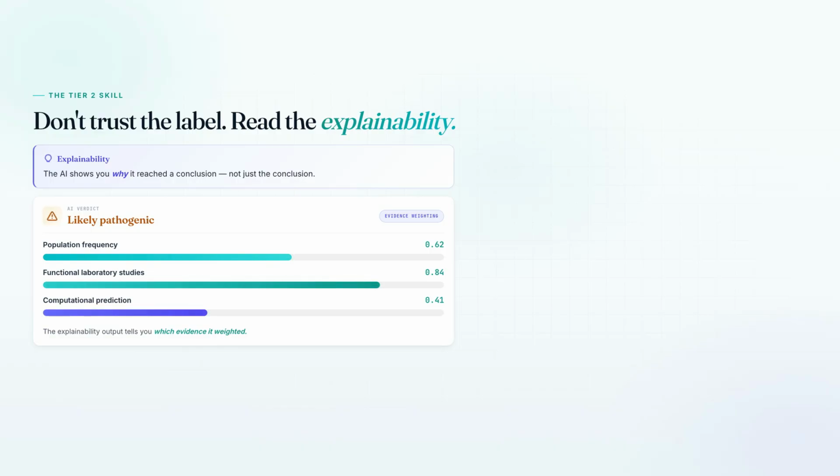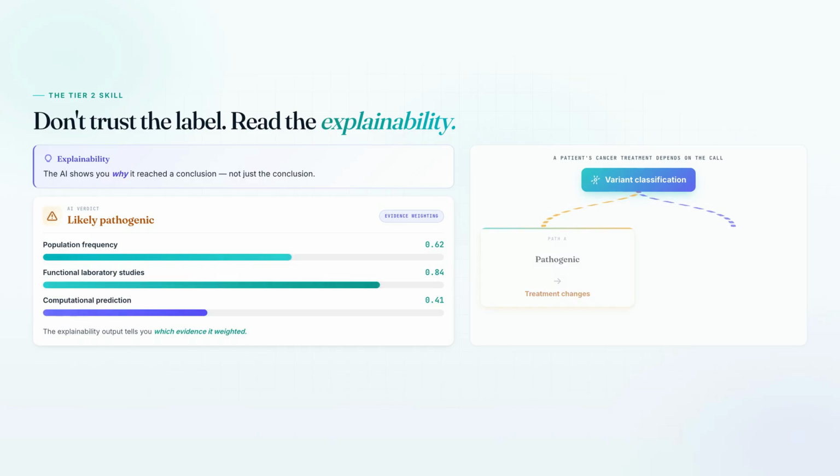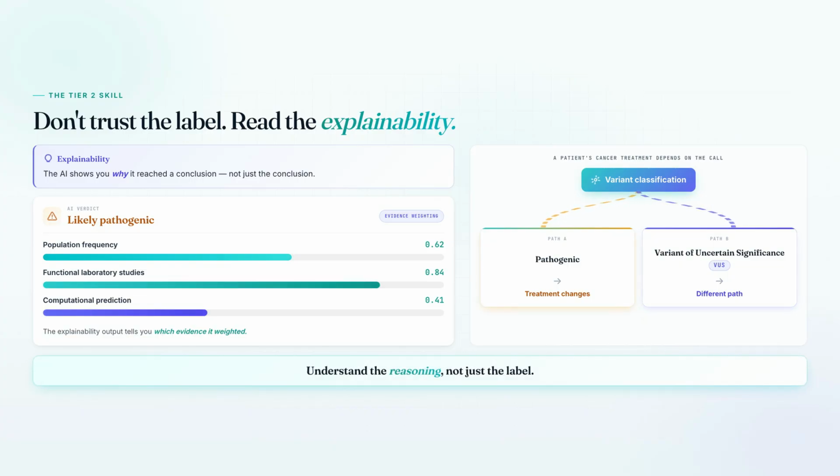And that matters because you'll be making treatment decisions based on these interpretations. A patient's cancer treatment might change depending on whether an AI classifies a variant as pathogenic, or as a variant of uncertain significance, what we call a VUS. You need to understand the reasoning, not just the label.